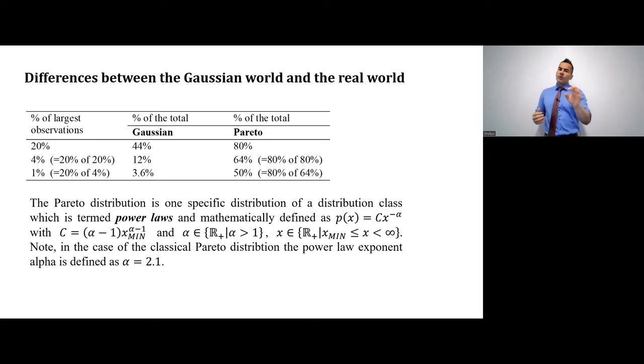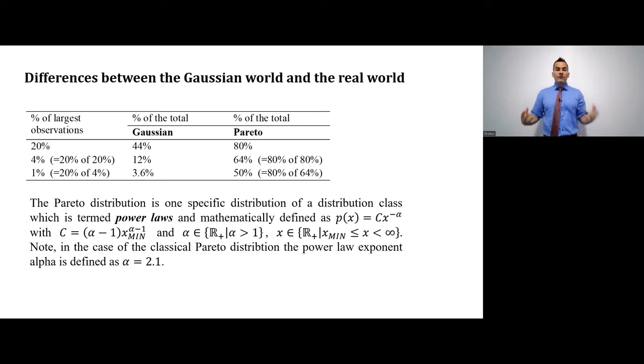So the Pareto distribution is only one specific distribution of a distribution class which is termed power laws. And again, the book from Geoffrey West, titled Scale, the whole book deals with power laws. Mathematically, it is defined as p(x), the probability density function, equal to c, which is a constant term, times the variable x to the power of minus alpha. In the book from Geoffrey West, he is dealing with positive exponents. Alpha is the power law exponent. We are dealing with distributions, so in our case, it enters the equation with a negative sign, to the power of minus alpha.